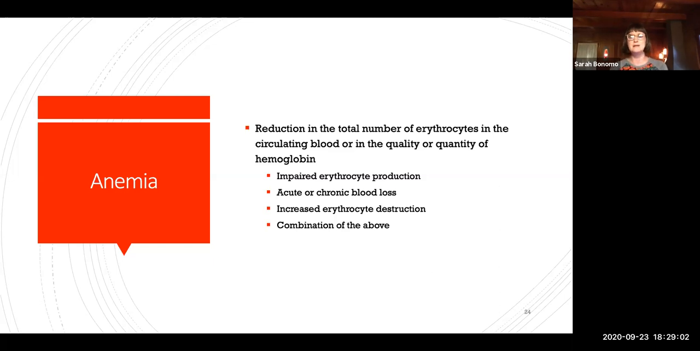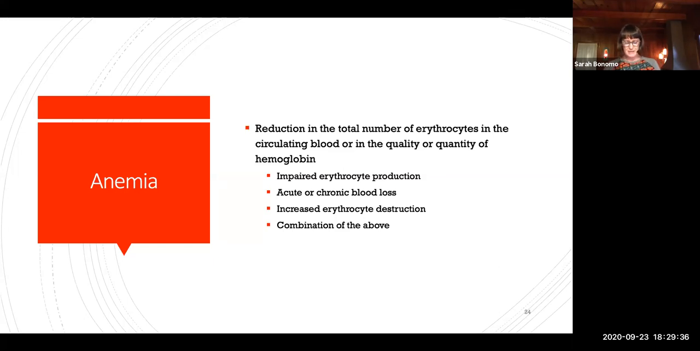So essentially an anemia is, as you can see here, a reduction in the number of erythrocytes in the circulating blood, or it can be in the quality or quantity of hemoglobin. It can be a combination of things. So essentially what we have when we have an anemia is an impaired erythrocyte production. Acute or chronic blood loss can be a cause. We can have increased erythrocyte destruction. We'll talk about what that looks like, and or we can have a combination of all of the above.